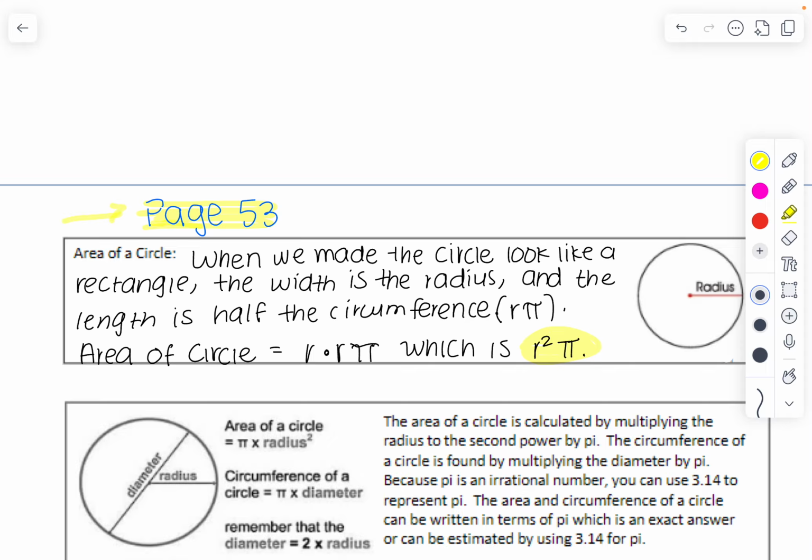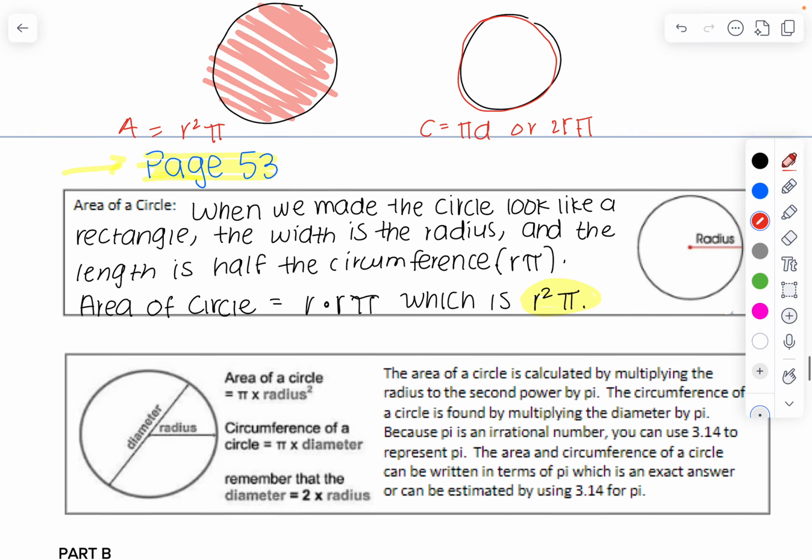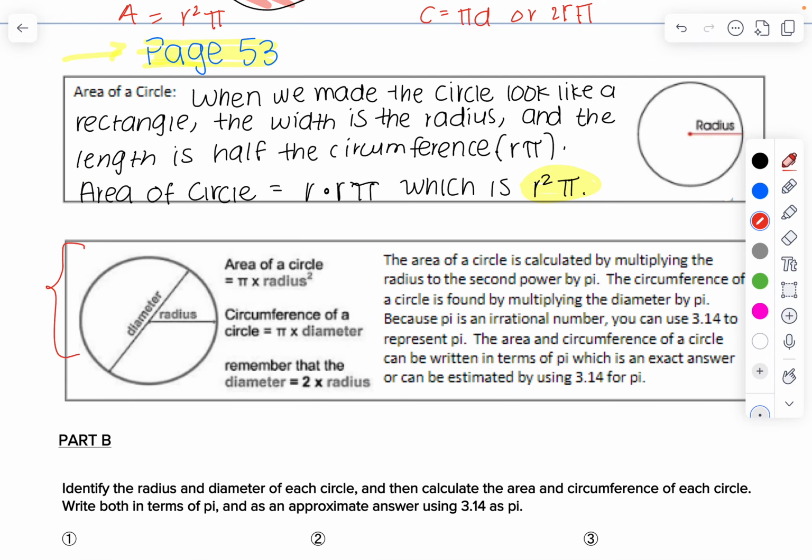Now remember, area is not to be confused with circumference. Area, we're talking about what's inside the circle. That's my area. Circumference is just the outline, and they have different formulas. Okay, so for circumference, we either use pi times d or 2r pi, and then for area, we use r squared pi. Okay, that's what we have on this excerpt. You can write it down.